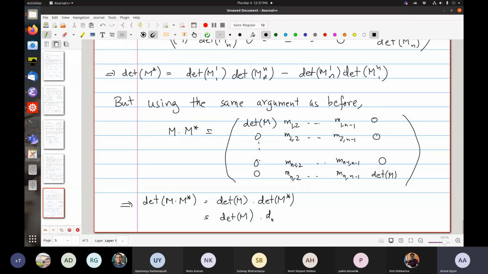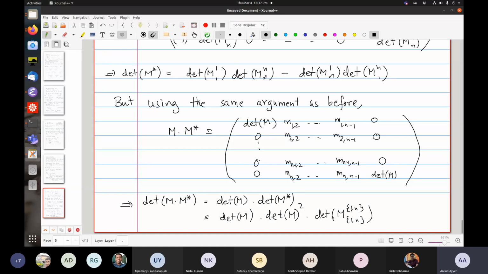Okay, let me write it. So that determinant m is this. So determinant m squared times determinant of m 1n 1n. I've removed the first row, first column, last row, last column. Right? So now if you compare these two, you get the answer.